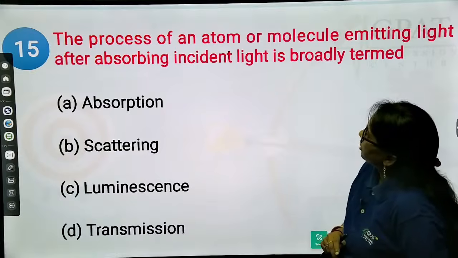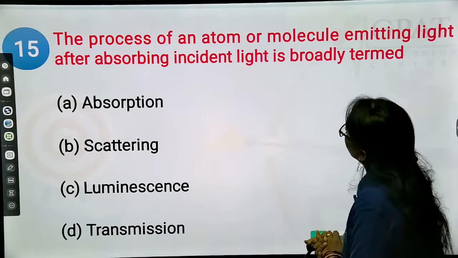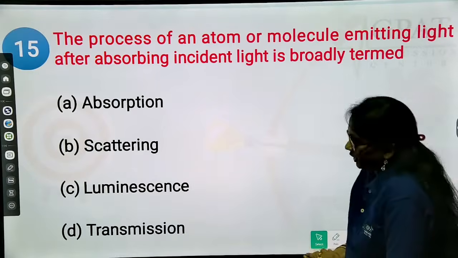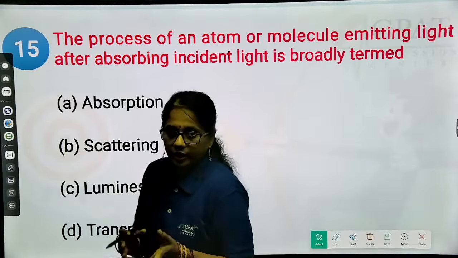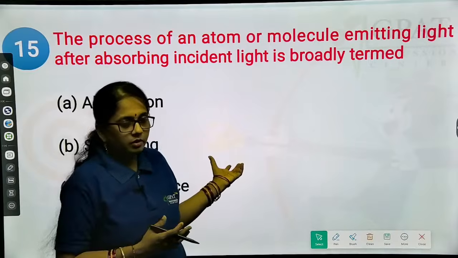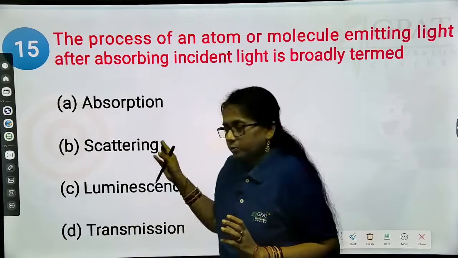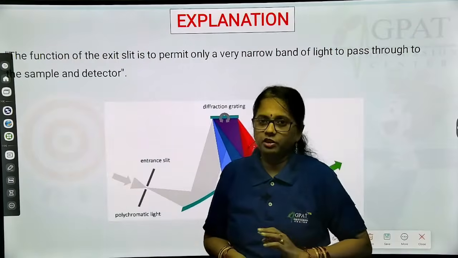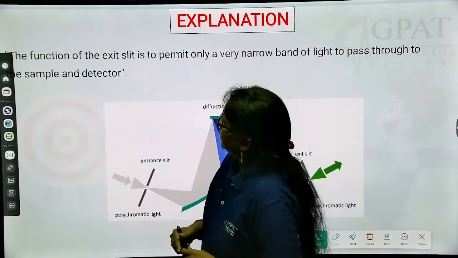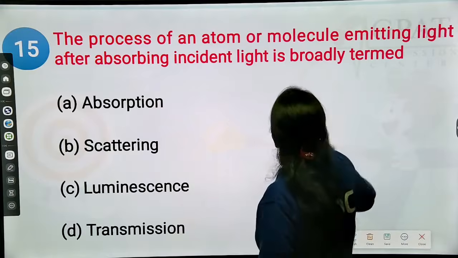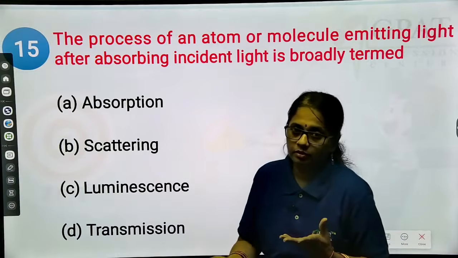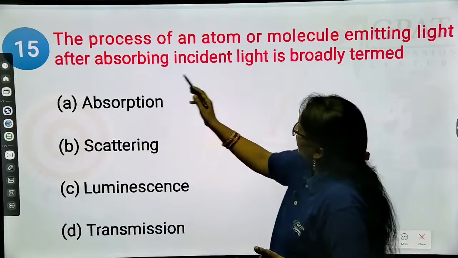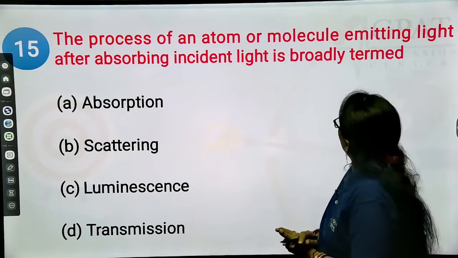Okay, next question. The process of an atom or molecule emitting the light after absorbing the incident light is broadly termed. Here they have given the terms in multiple options, whereas the definition is given in the question. Okay, so let me see. The process of an atom or molecule emitting the light, this is not absorption, emission of the light after absorbing the incident light is broadly termed.